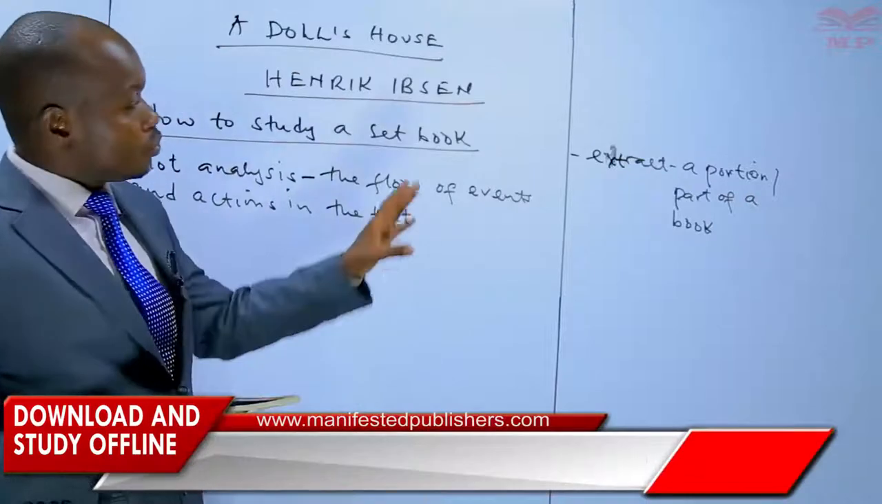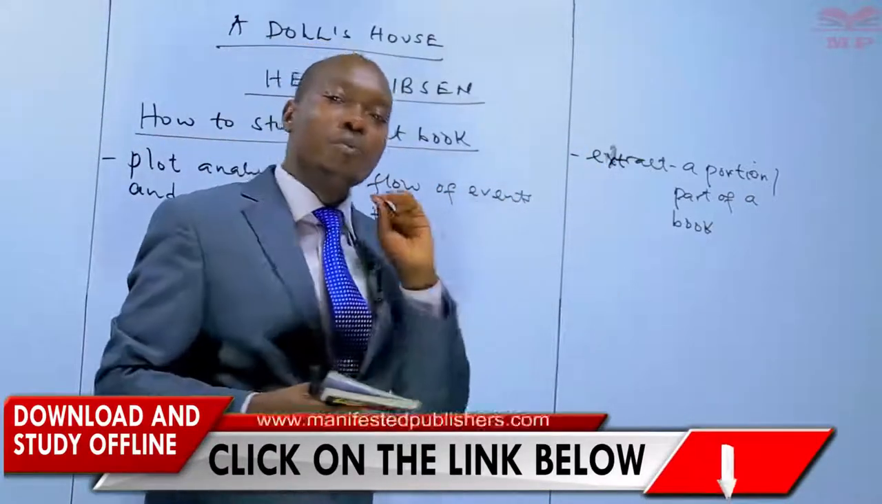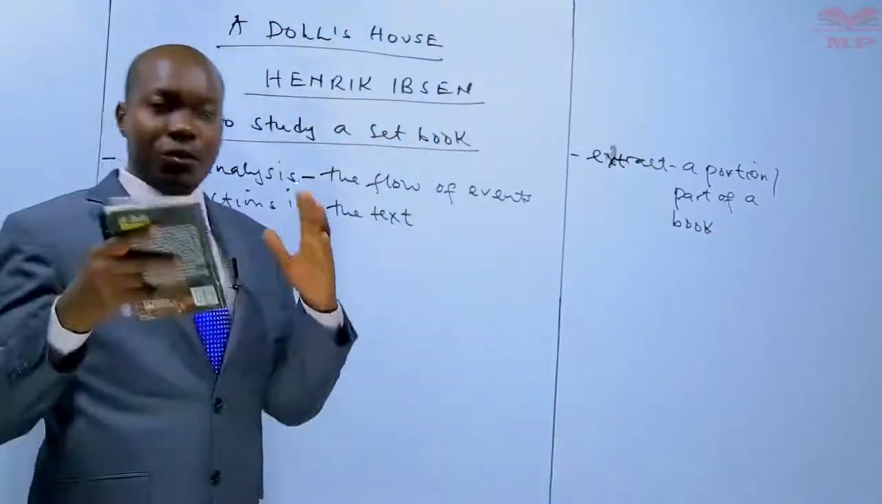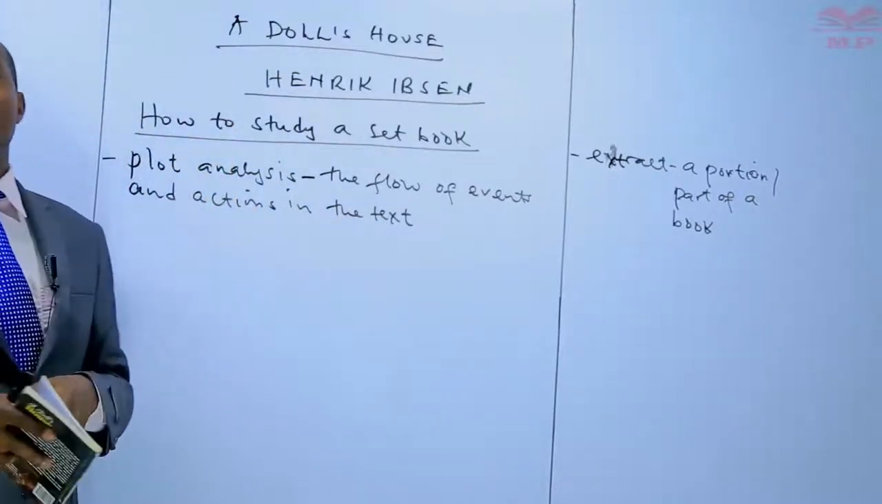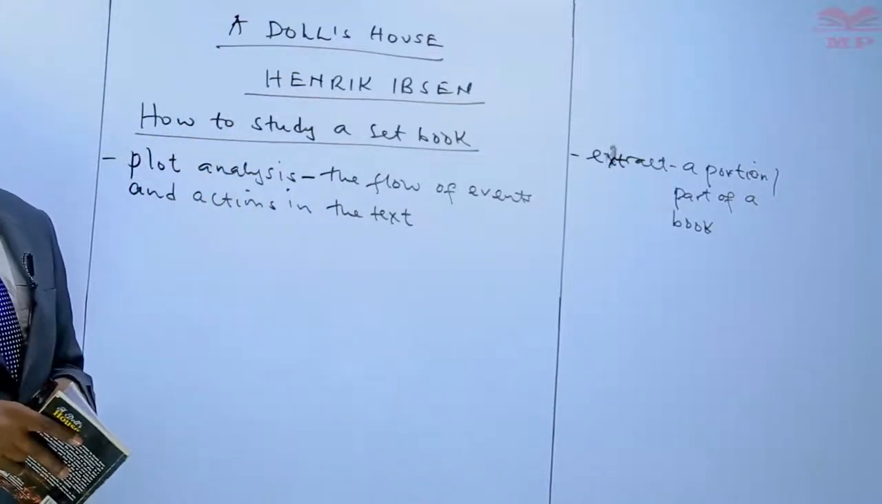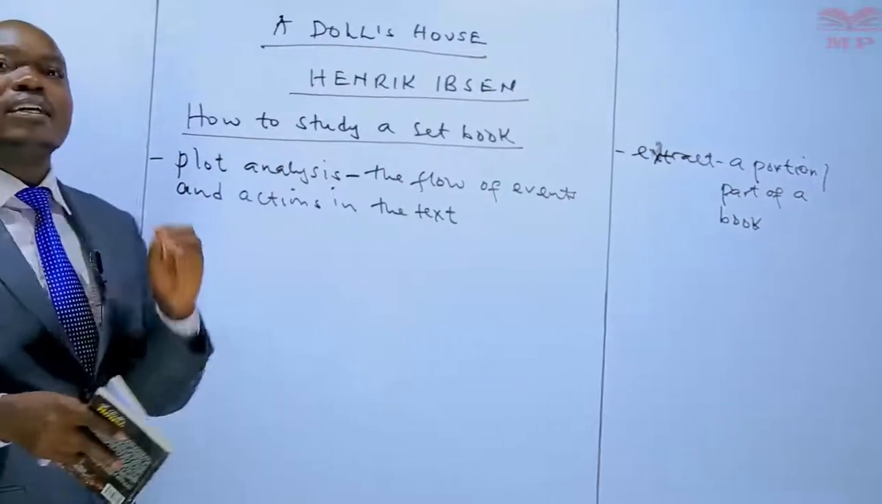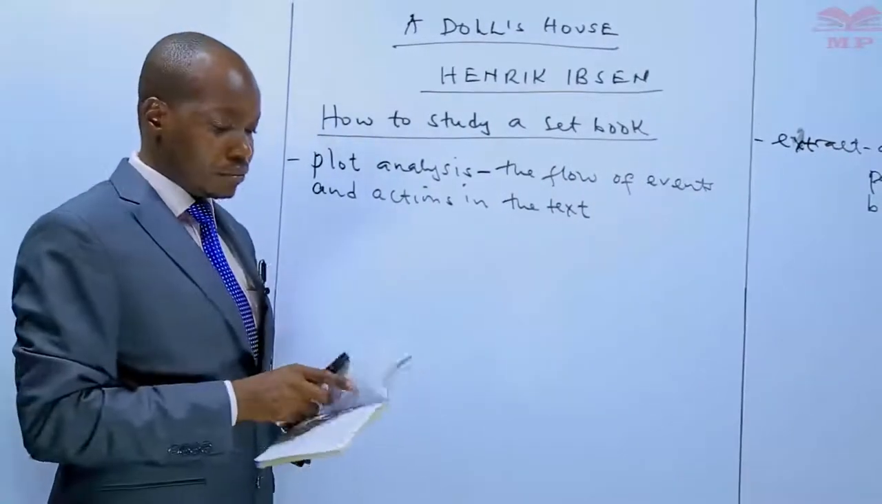For you to tackle this part, which comes in paper 2, you must know, and I insist, you must know the plot outline of the text. So how do you know the plot outline? Read each page. I'll give an example.